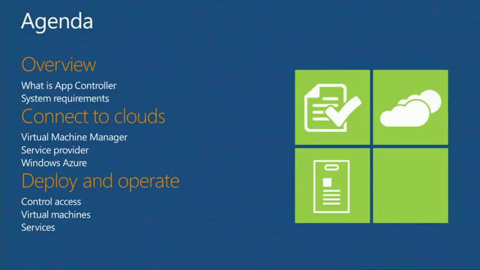So quick overview of what we're going to take you through today. One is, what is App Controller? What are the system requirements? We're going to then show you, Caton's going to show you how to connect to clouds, all three different types that I mentioned. Nice, simple process. We're then going to show you how to deploy and operate the virtual machines that you have through the clouds.